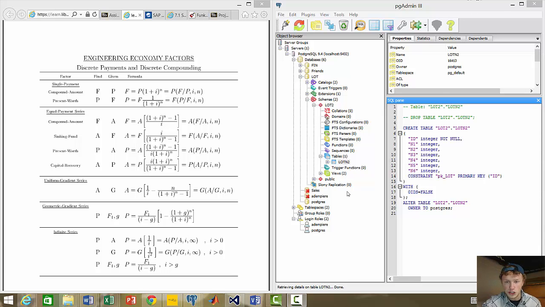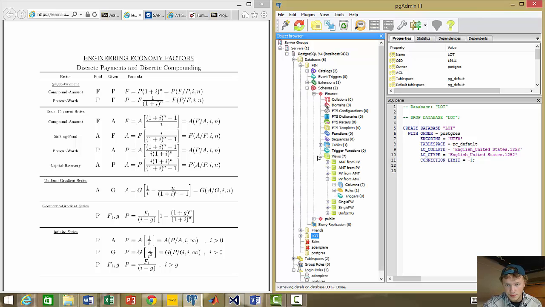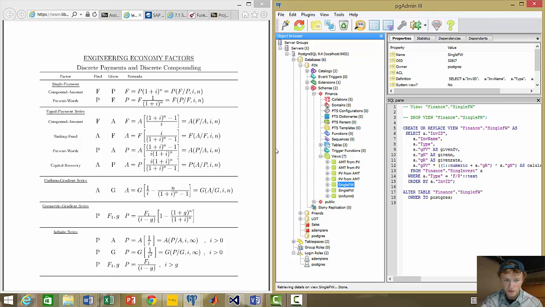So over on the Postgres side, we can go to finance or fin, and then in the scheme of finance, I have 7 different views. And our first one is going to be single final worth. Single final worth is taking a present worth and computing the final from it.